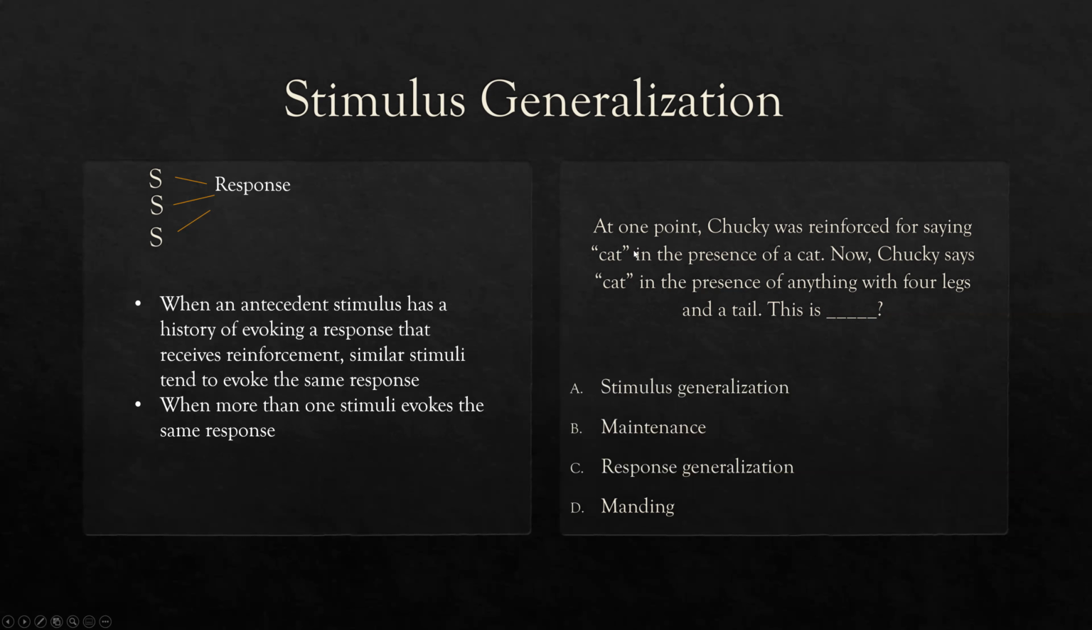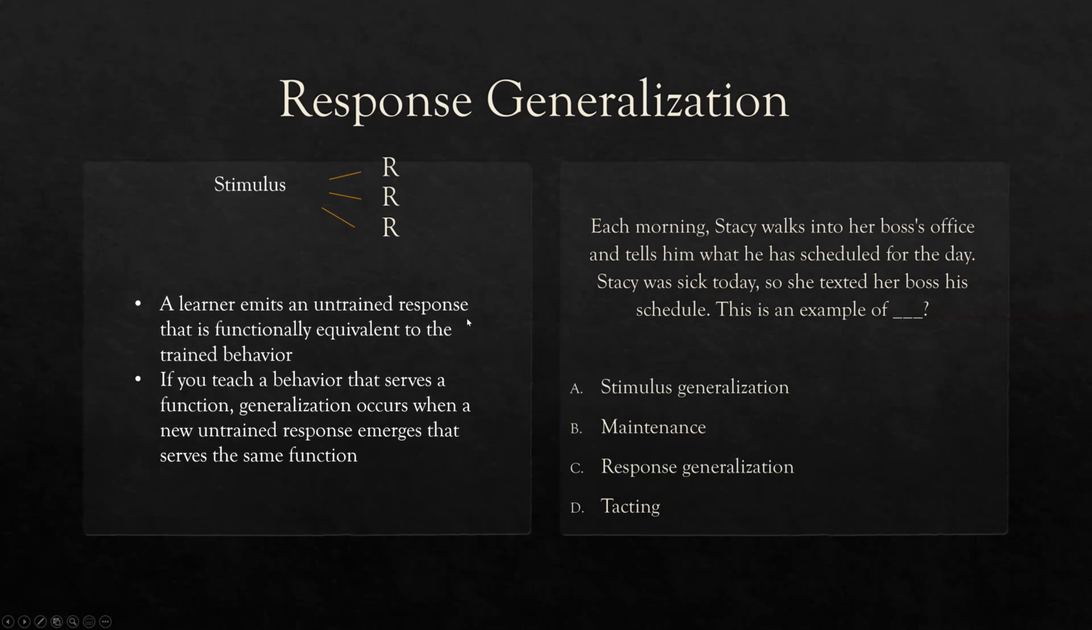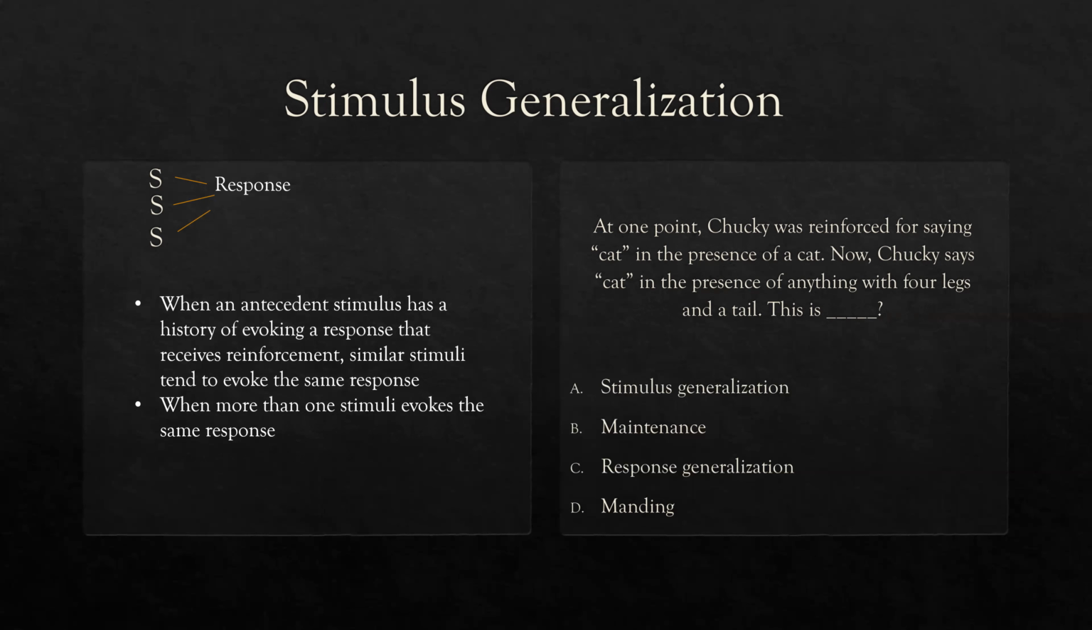If we look at our question, at one point, Chucky was reinforced for saying cat in the presence of a cat. Now, Chucky says cat in the presence of anything with 4 legs and a tail. What's occurring? We've got how many responses? A singular response. That's going to tell us we're not looking at response generalization. And we have that singular response occurring in the presence of more than one stimulus. Cat occurs in the presence of anything with 4 legs and a tail. This is stimulus generalization. Very straightforward. Don't make it more complicated. Response generalization, we have multiple responses, in the presence of one stimulus, and all the responses serve the same function. Stimulus generalization, we have a singular response occurring across many different stimuli.